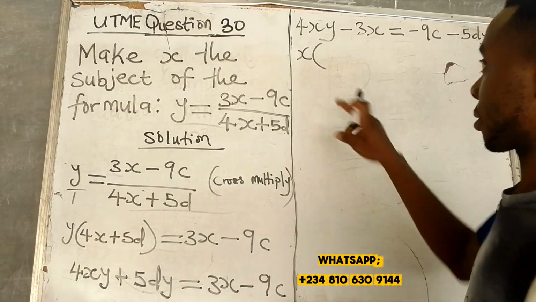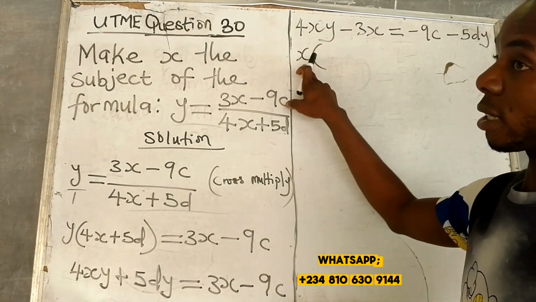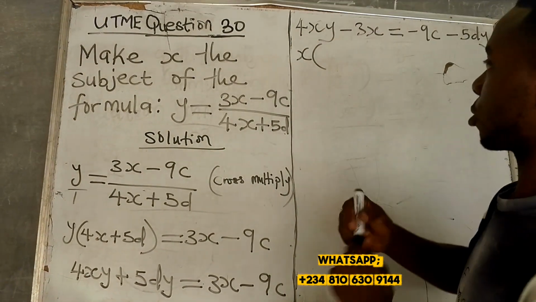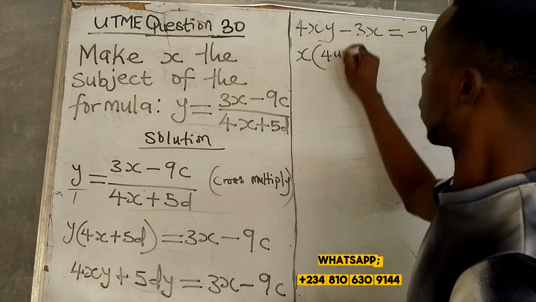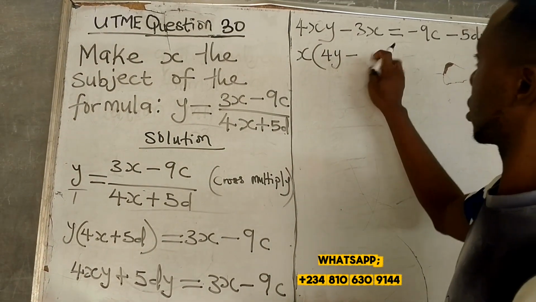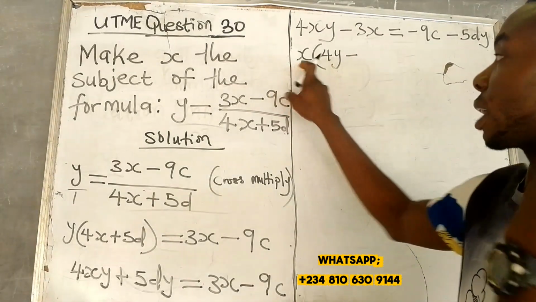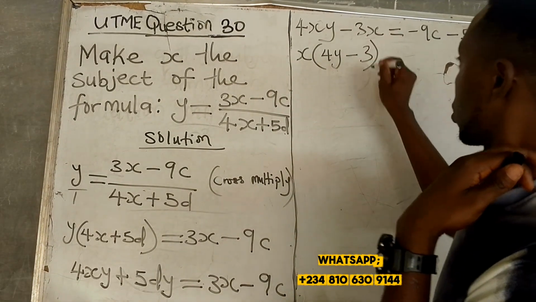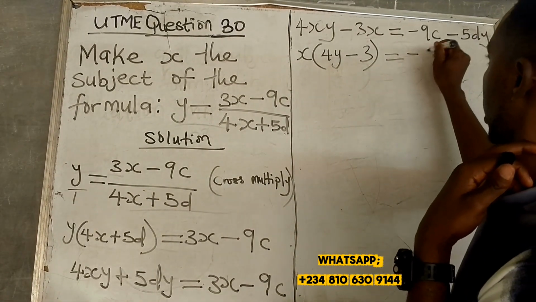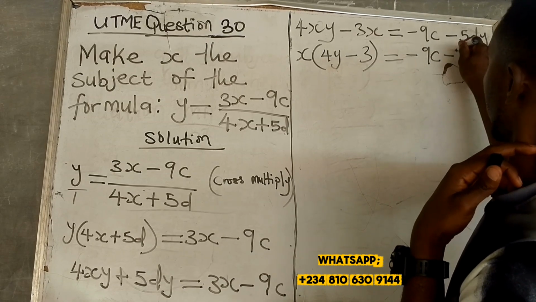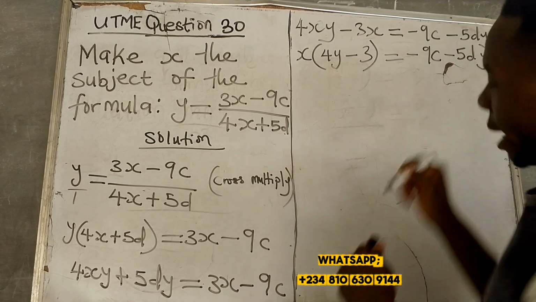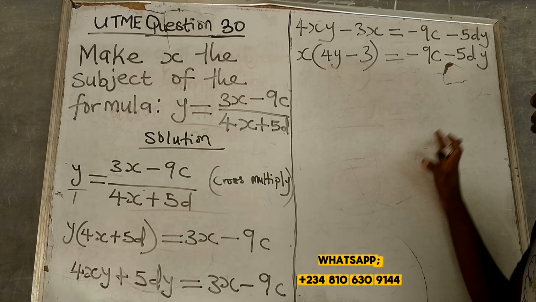Factor out x. Now 4xy divided by x, what you have left is 4y. So here will be 4y. Bring down the minus. 3x divided by x, what you will have left is 3. Close the bracket, equals to minus 9c minus 5dy. Right? Now, this is it.